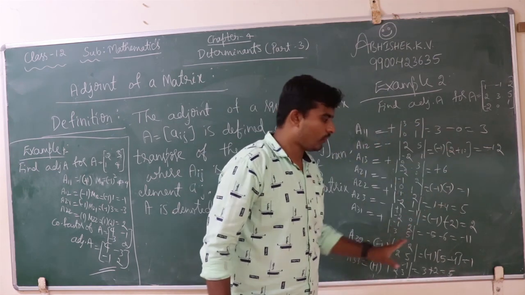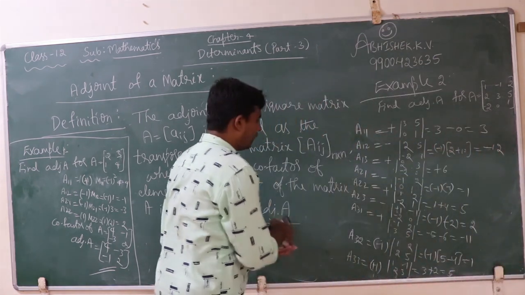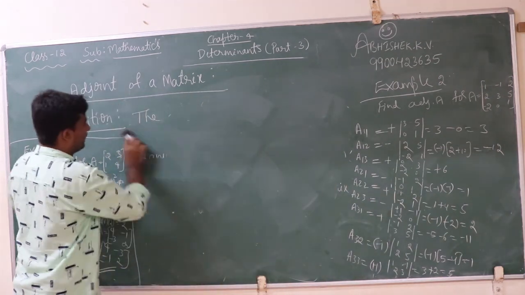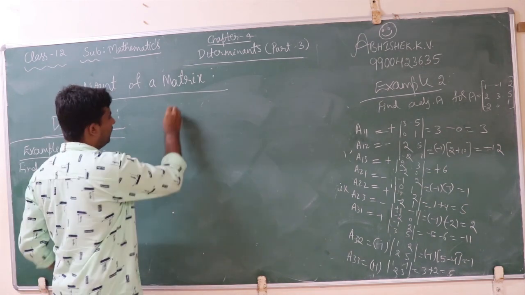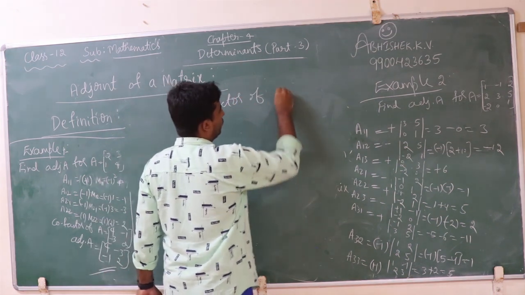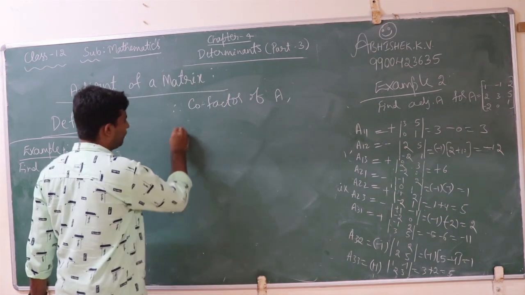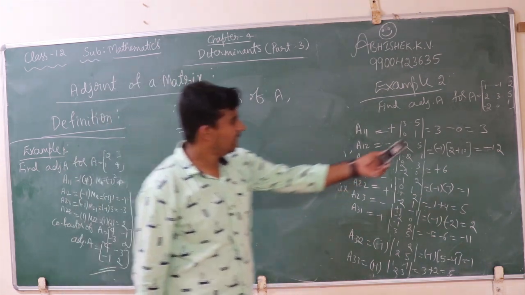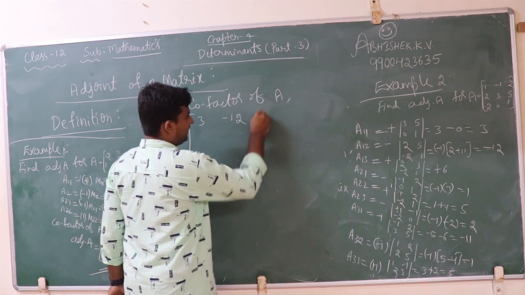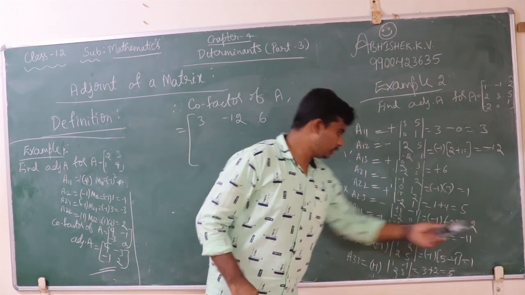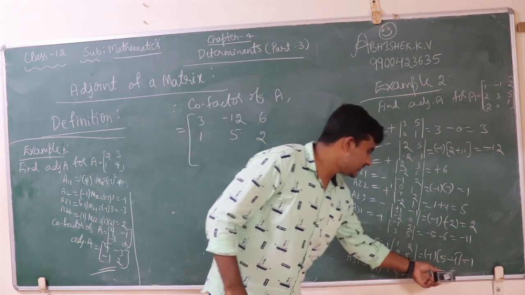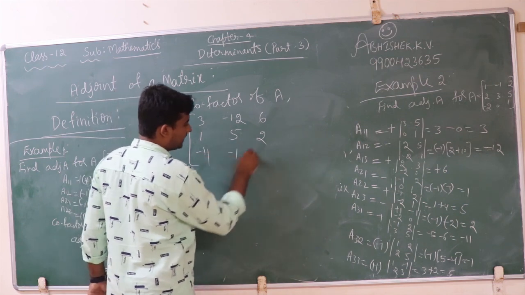These are all the cofactors. So you need to find the cofactor of this matrix, and we need to write the cofactor. Therefore, the cofactor of matrix A is given by 3, minus 12, 6; 1, 5, 2; minus 11, minus 1, 5.